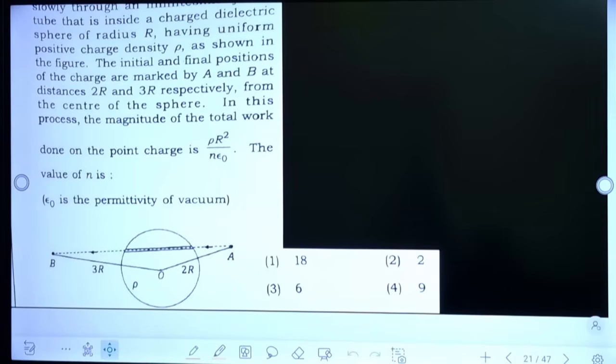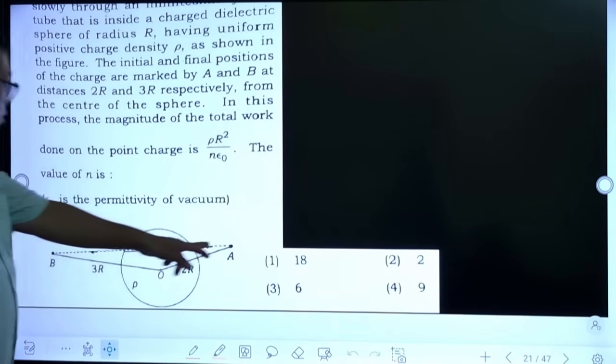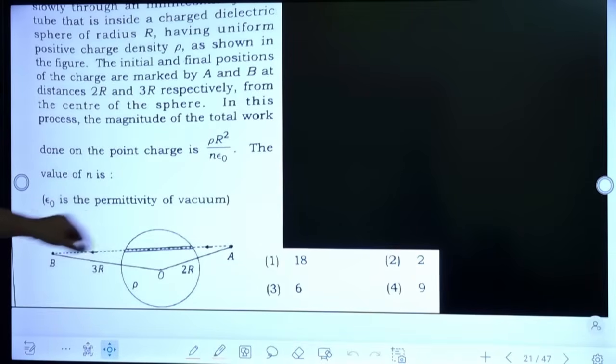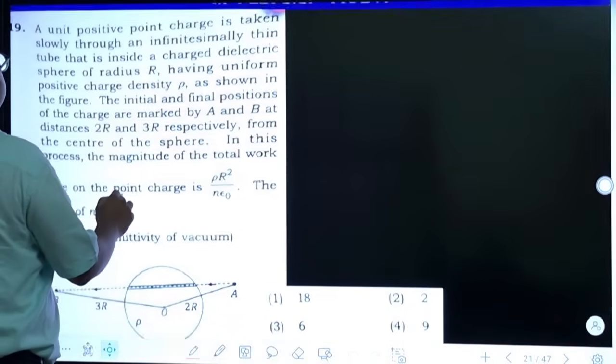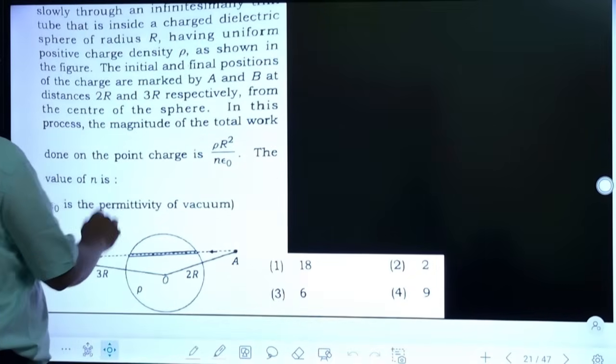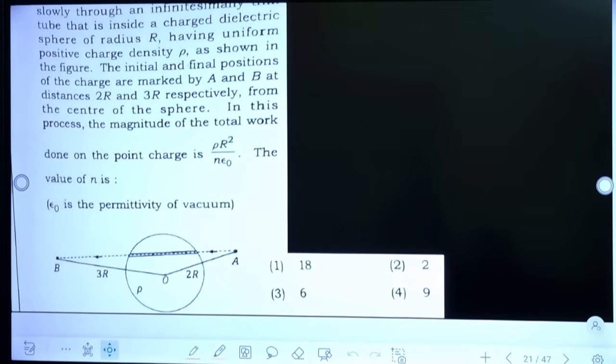As shown, the initial and final positions of the charge are marked. So the charge is moving from A to B. It is going along a thin rod. It is taken slowly through an infinitesimally thin tube. Distances 2R and 3R they have given.